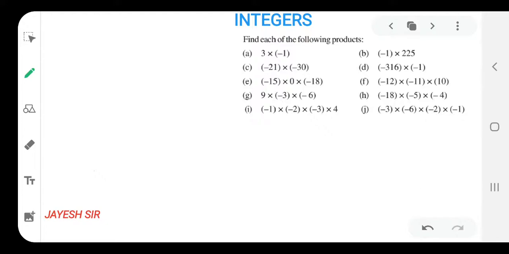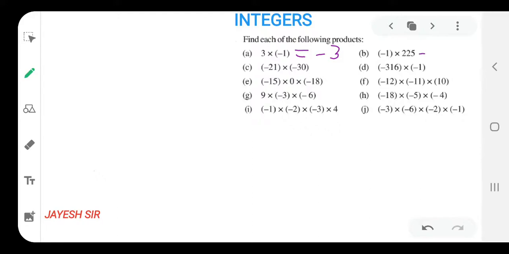So let's begin with our first sum for the day. That means 3 into minus 1. That is very easy. So our answer is 3 into minus 1, minus 3. I hope you all are getting it, friends. 3 into minus 1. Yes, that would be minus 3. I hope you all are getting it. No need to solve it further.